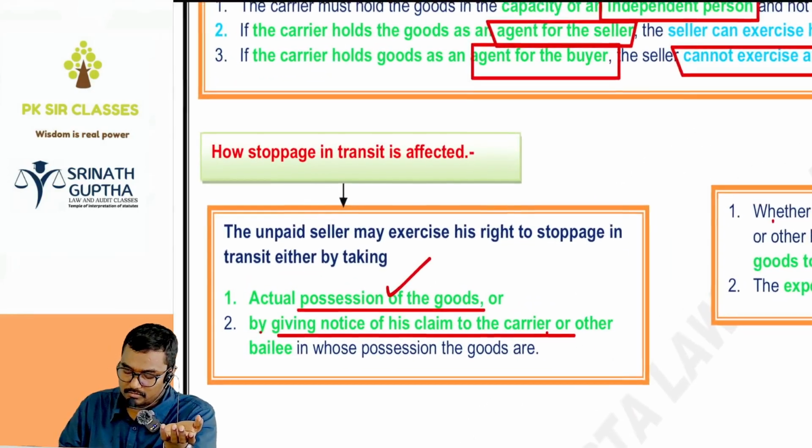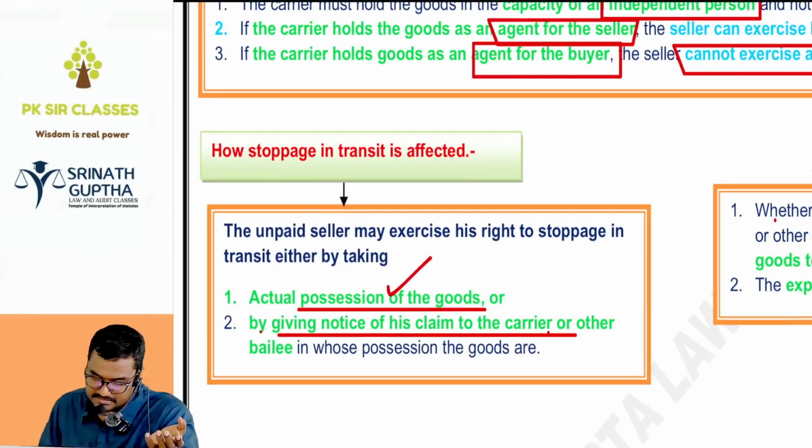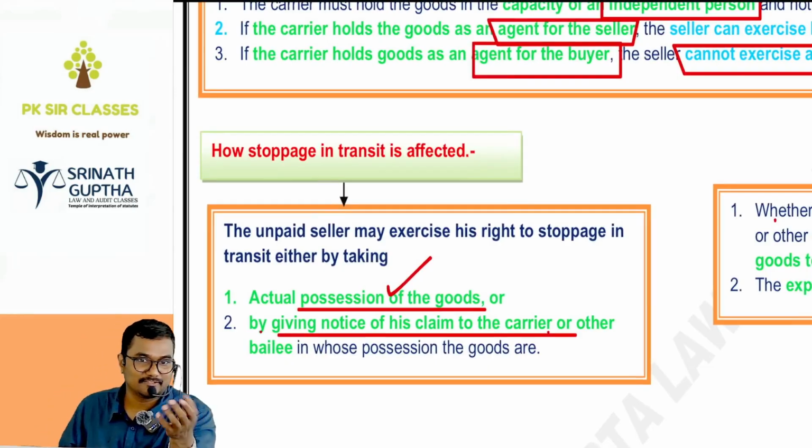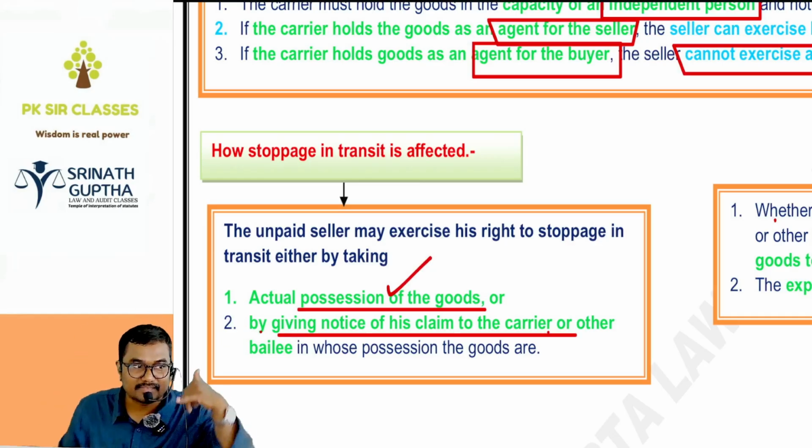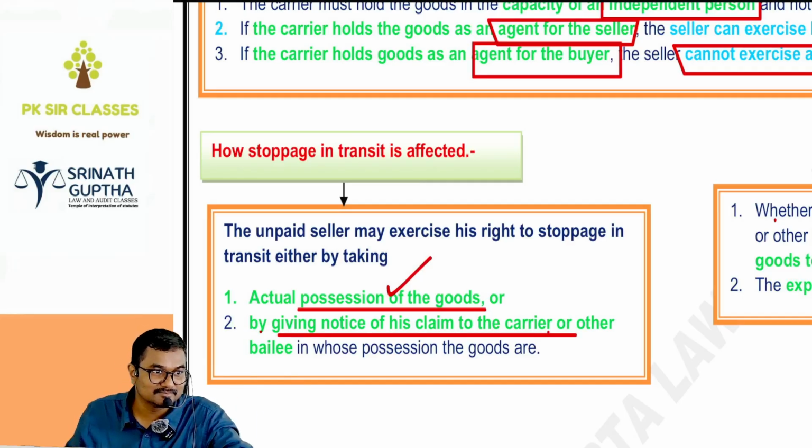Then how can stoppage in transit be effected? I can go with a Hayabusa sports bike and stop the lorry, and bring the lorry back. Otherwise, I can make a call to the driver. Babu driver, where are you? I'm in Vijayawada, sir. Stop the vehicle. Come back with the vehicle.